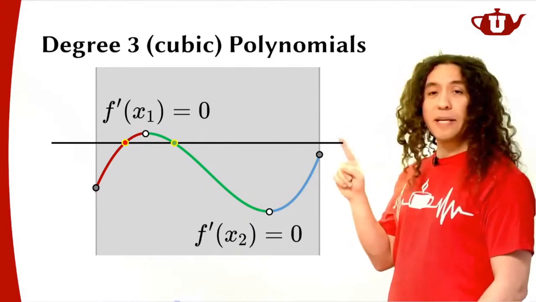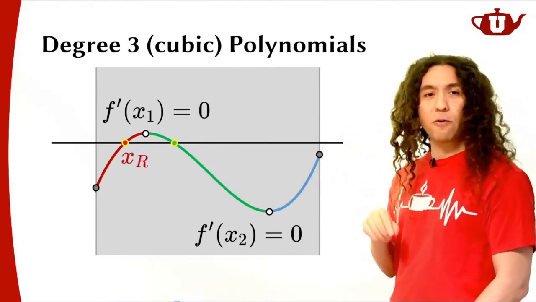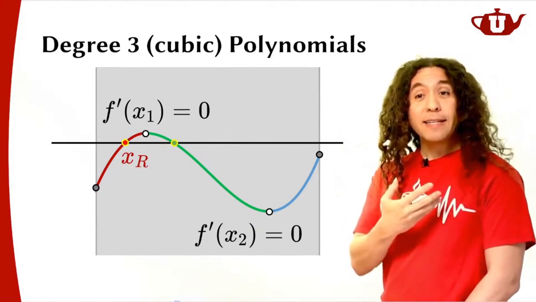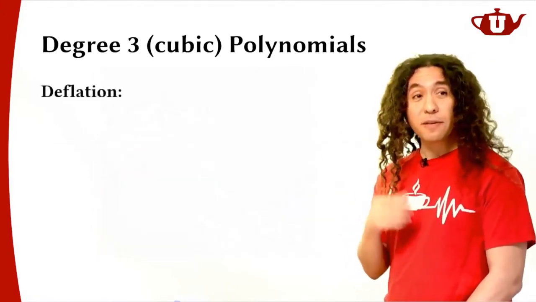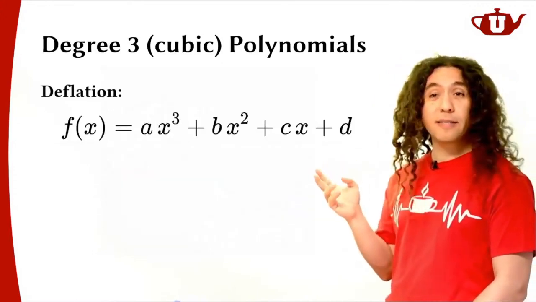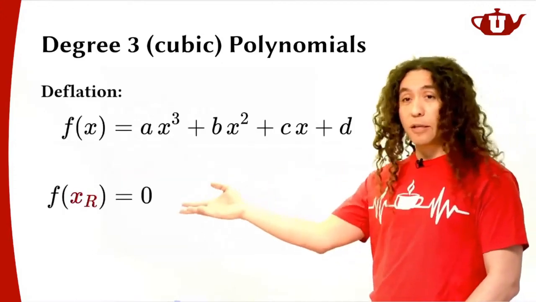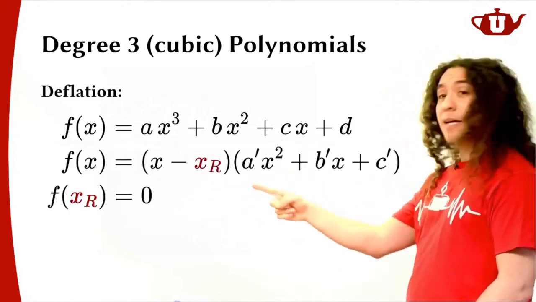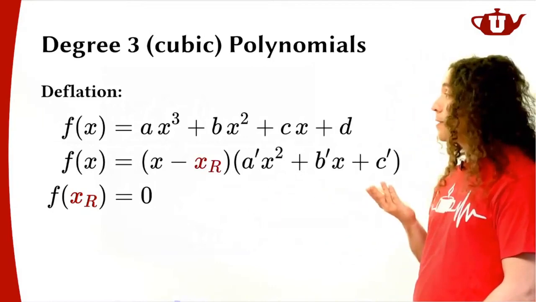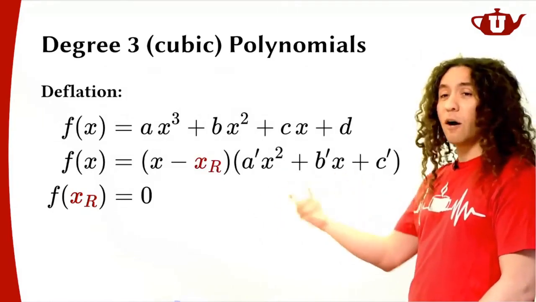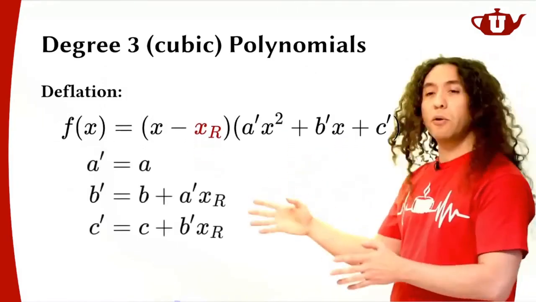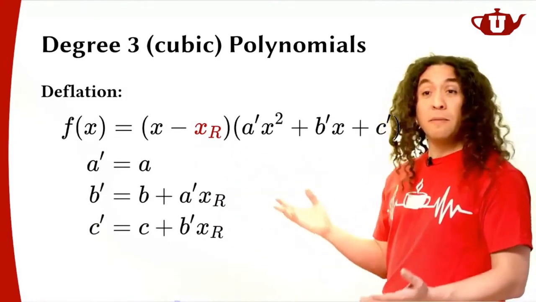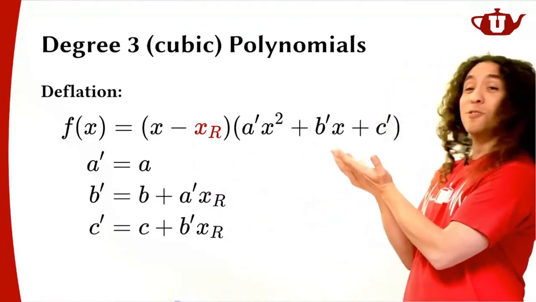If I find one of these roots, let's say that I find this red one over here and call it XR, then I can use deflation. So deflation would take a cubic polynomial like this, and with a known root that I've already computed, I can write this cubic as a product of x minus xr and a quadratic, right? And the coefficients of this quadratic are very easy to compute using the known coefficients of the cubic and my known root. And with that, I'm left with a quadratic to solve now.